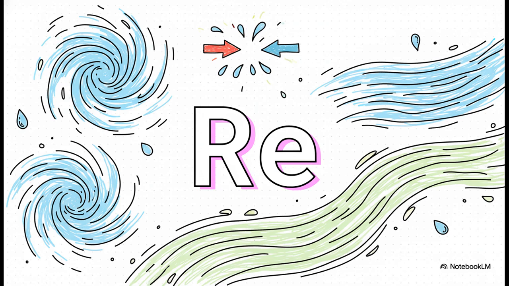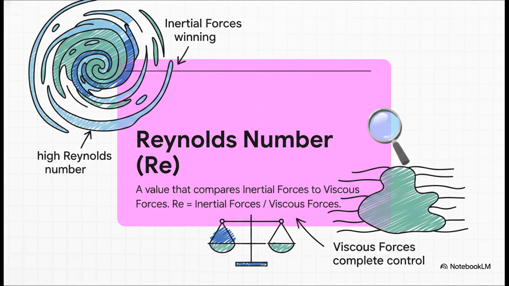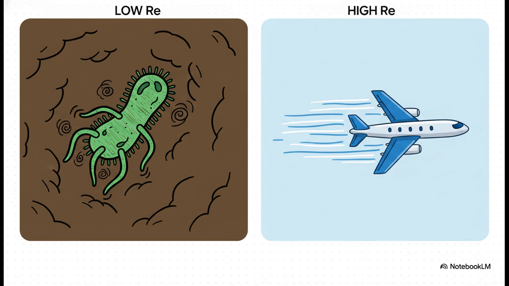Well, we use a single incredibly powerful number. It's called the Reynolds number, or just Re for short. The Reynolds number is, at its heart, just a simple ratio. That's all it is. It's the strength of the inertial forces divided by the strength of the viscous forces. So if you get a high Reynolds number, that means inertia is winning the battle. If you get a low Reynolds number, viscosity is in complete control. And this one number, believe it or not, splits the entire universe of fluid dynamics into two completely different worlds.